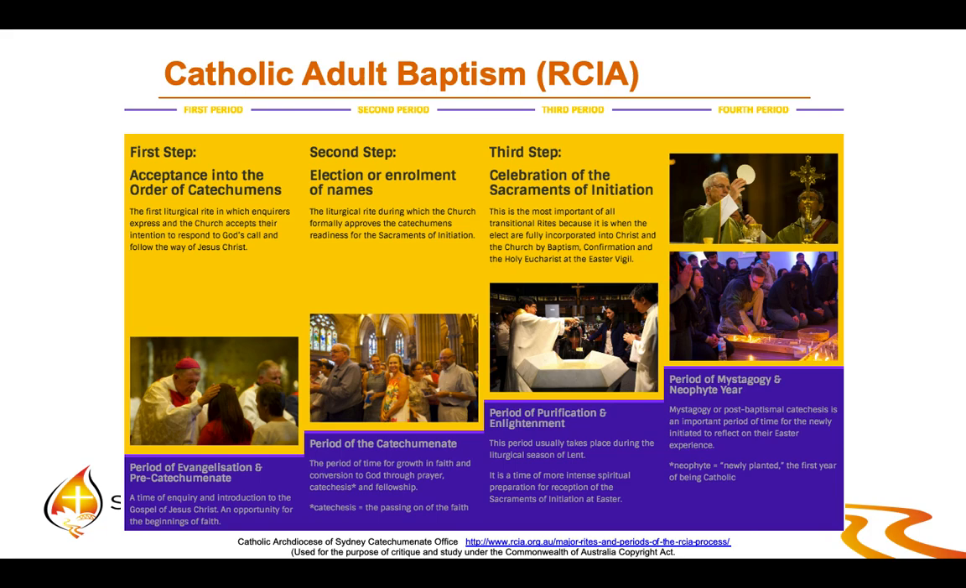The first period is the period of evangelization, or the pre-catechumenate. The second period is the period of catechumenate, or the period of instruction and growth in the faith. The third period is the period of purification and enlightenment. The sacraments of baptism, confirmation, and Eucharist are received typically at the Easter Vigil Mass, signifying their dying to sin through the resurrection of Christ. They are now full members of the Catholic Church. The fourth period is the period of mystagogy and the neophyte year. This is the year of accompaniment as they journey through their first year as a baptized Christian.